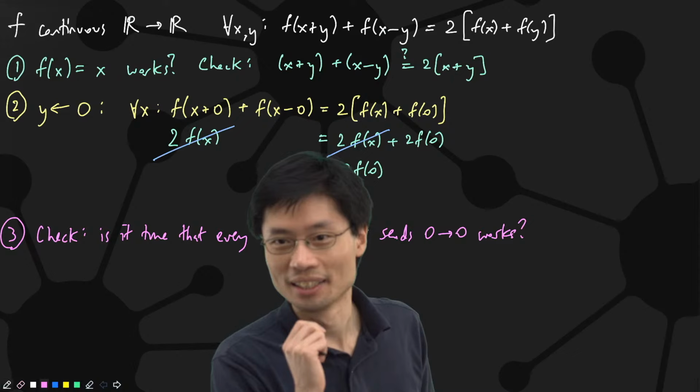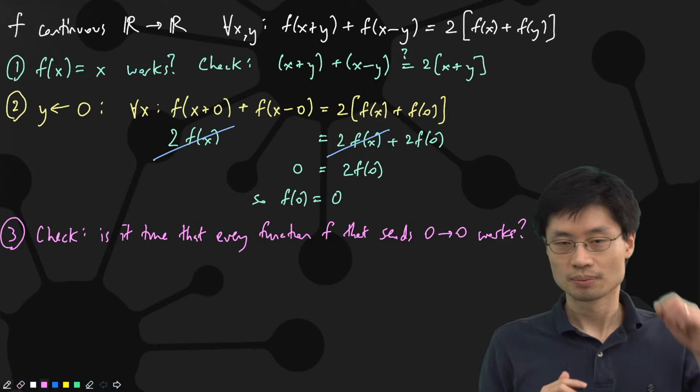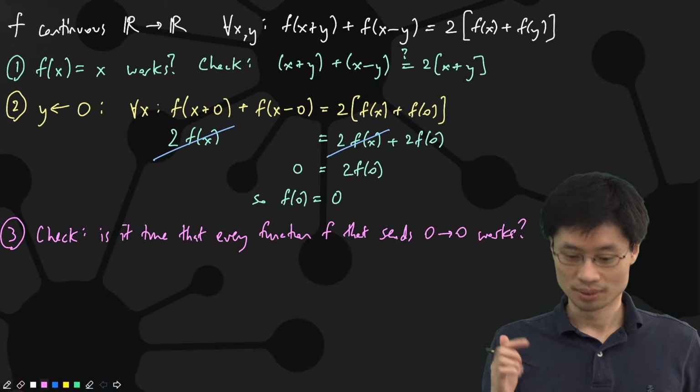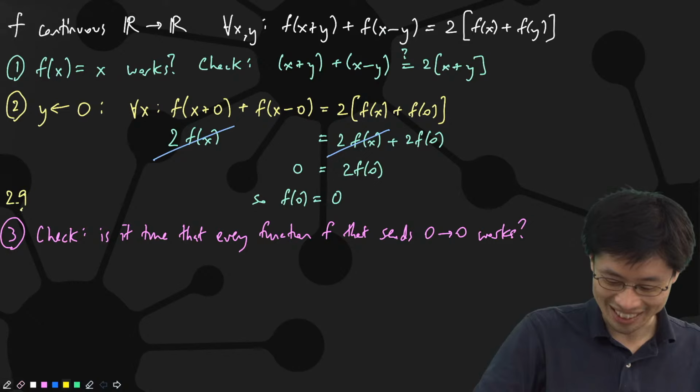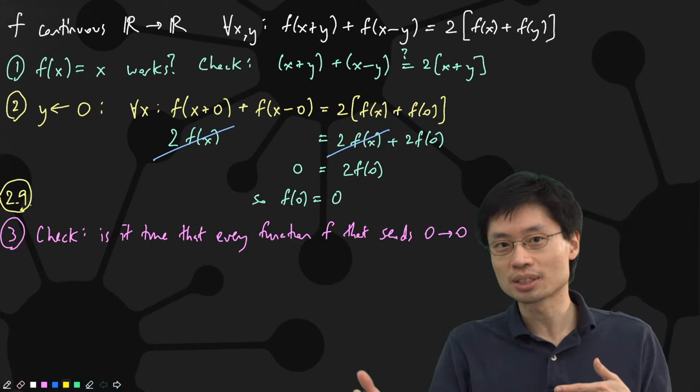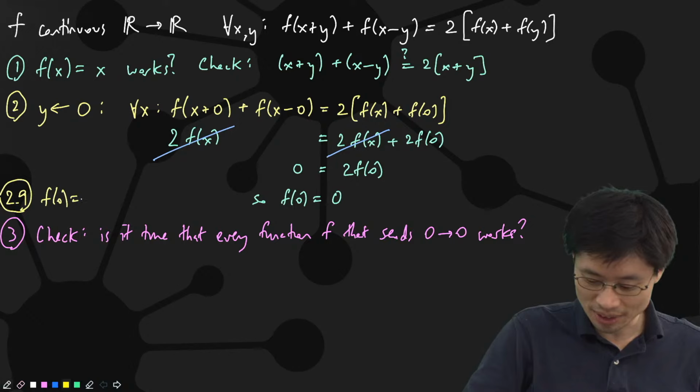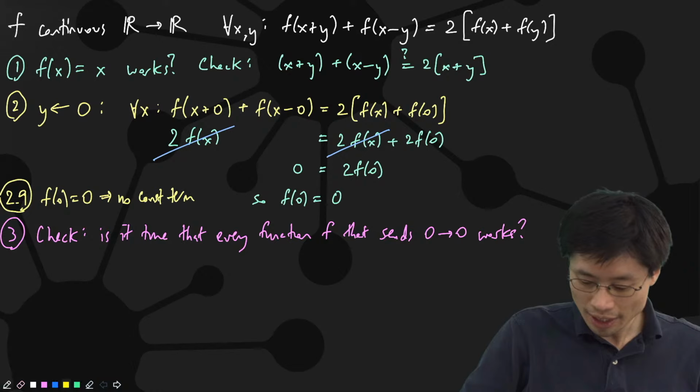I was just going to say, since we know that f of 0 is equal to 0, we know that there's no constant term. Separate comment. Let's go there. Let's put that down, 2.9. The other comment is, hey, that means if f of 0 equals 0, there's no constant term. So you're saying f of 0 equals 0 implies no constant term, if it were a polynomial.